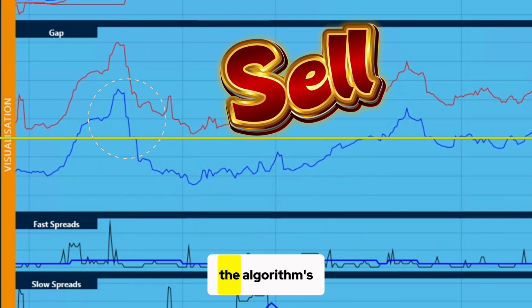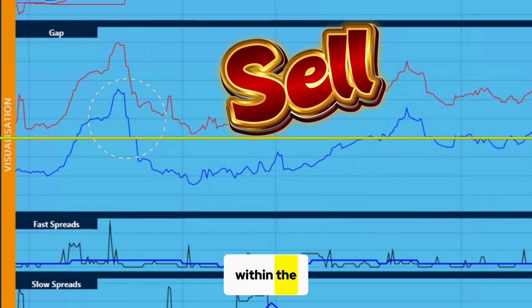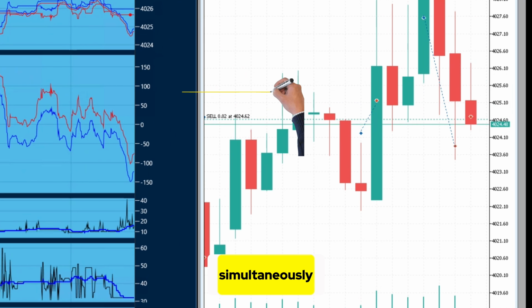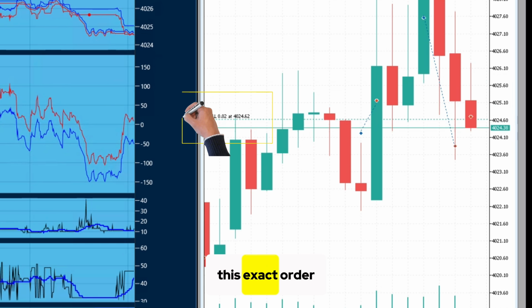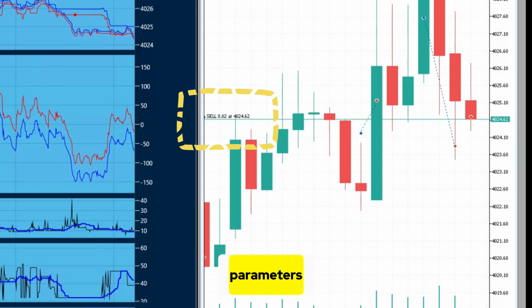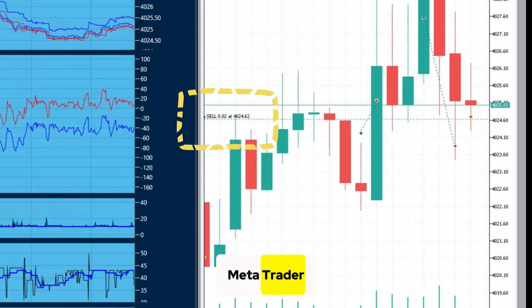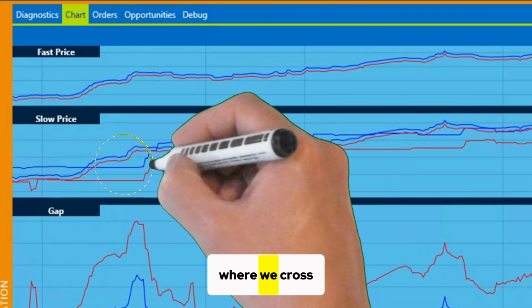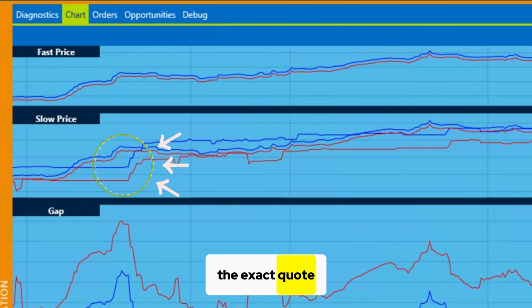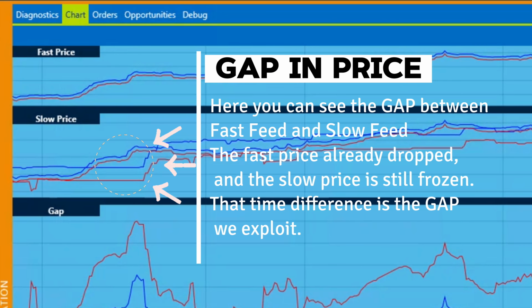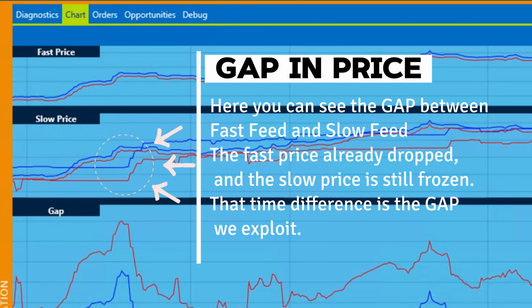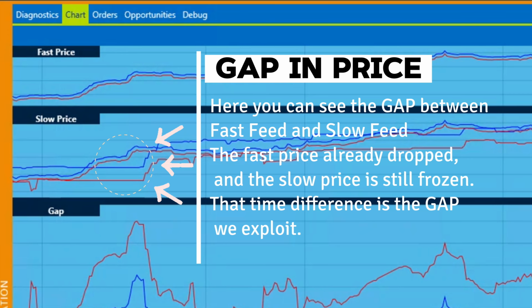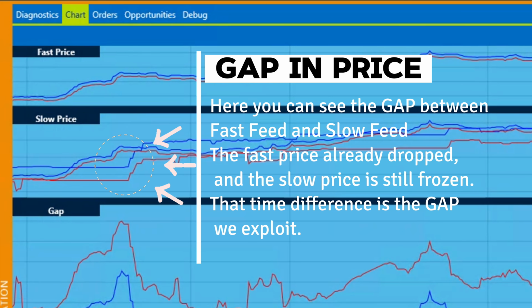You can confirm the algorithm's execution details within the Westernpips terminal, and simultaneously, you can verify this exact order entry and its parameters displayed on your connected MetaTrader account. Let's turn our attention to the price box, where we cross-reference the exact quote. Here you can see the gap between the fast feed and the slow feed. The fast price already dropped, and the slow price is still frozen. That time difference is the gap we exploit.